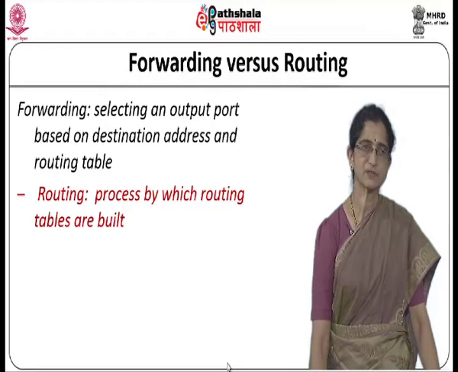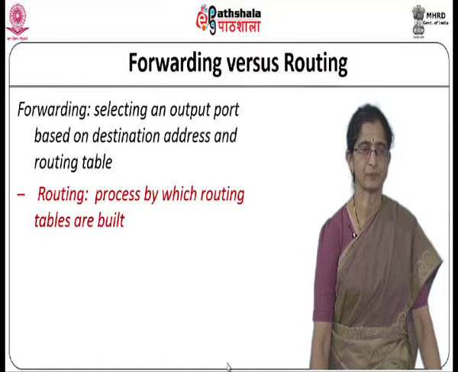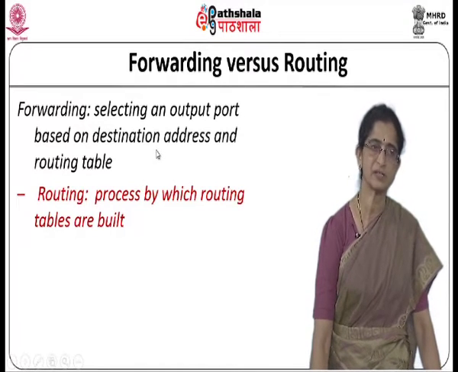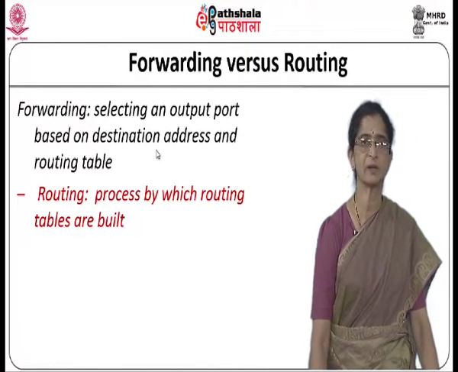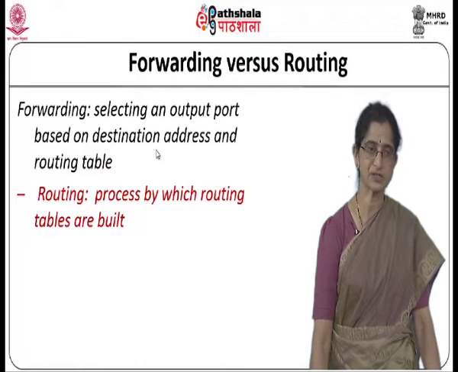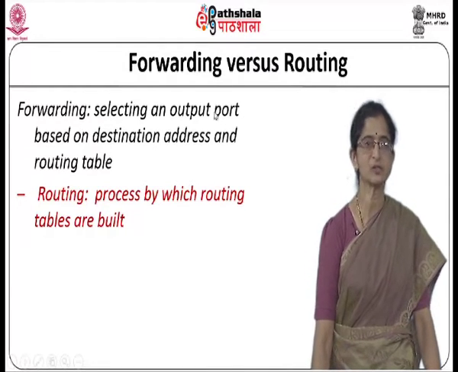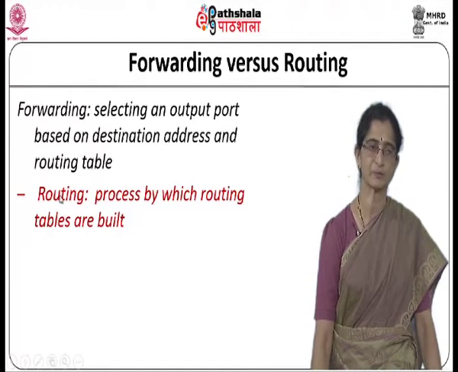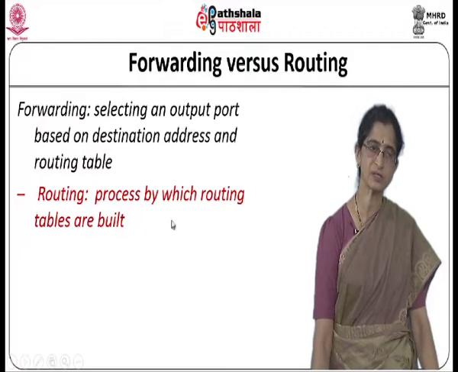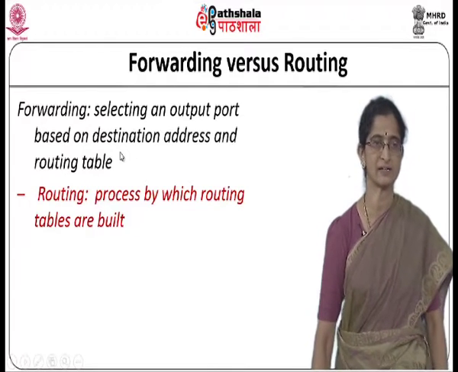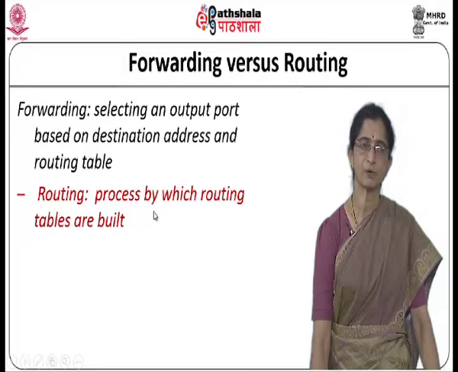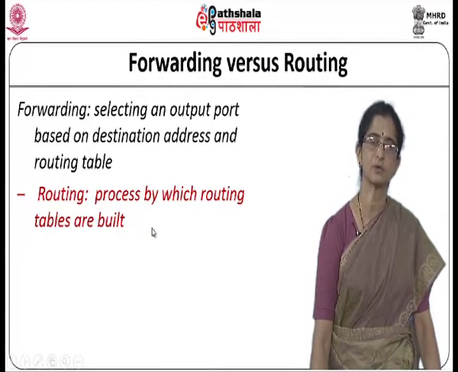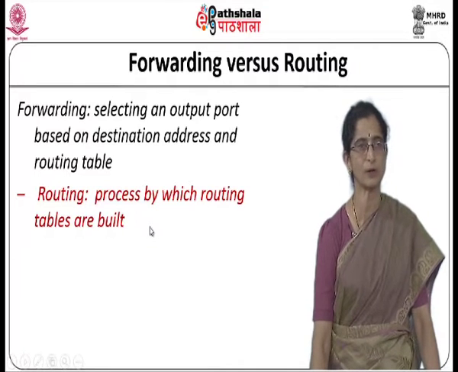Okay. So, let us first understand the difference between forwarding and routing. Now, forwarding refers to selecting an output port based on the destination address and the routing table. That is, when a packet arrives, you look at the destination address and based on the destination address, you select an output port, right, and you send it on to that particular output port. That is forwarding. Routing, on the other hand, is the process by which this routing table itself is built, right. So, the process by which routing tables are built is what is referred to as the routing process. Okay. So, we talk about algorithms that are used for this particular process, which are the routing algorithms.